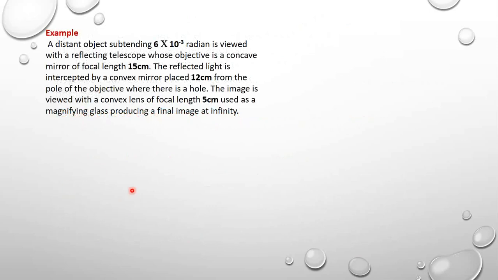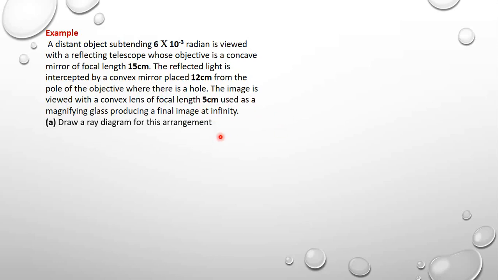Let's also look at some example here. A distant object subtending 6 times 10 power negative 3 radians is viewed with a reflecting telescope whose objective is a concave mirror of focal length 15 centimeters. Then they are saying that the reflected light is intercepted by a convex mirror placed 12 centimeters from the pole of the objective, where there is a hole. The image is viewed with a convex lens of focal length 5 centimeters used as a magnifying glass, producing a final image at infinity.